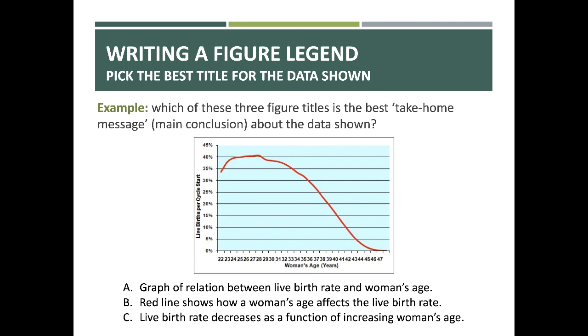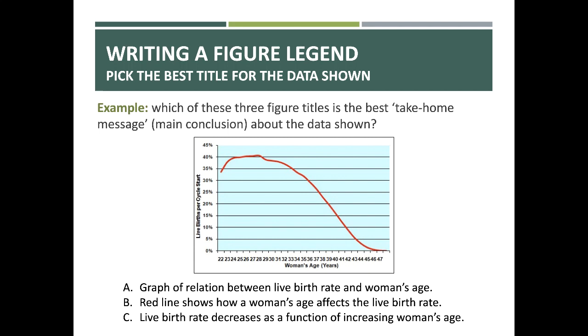Graph of relation between live birth rate and women's age. Now this is a true statement. That's what this graph is. It shows the relation between live birth and the woman's age. Or red line shows how a woman's age affects the live birth rate. That also is an accurate statement. That is exactly what the red line is showing. Third statement here, live birth rate decreases as a function of increasing women's age. That is also a true statement. But which one of these is the take-home point?